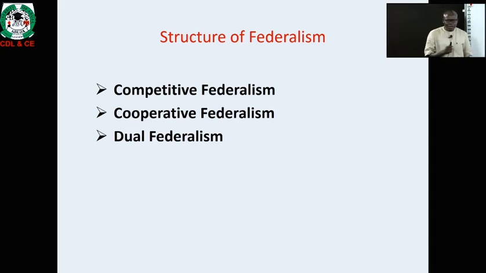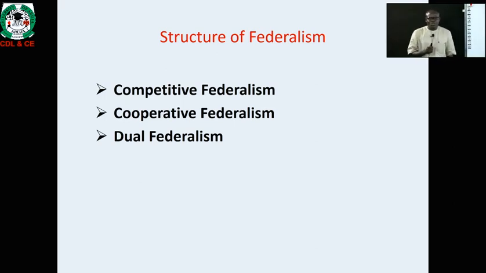Now, dual federalism has to do basically with the likelihood of tension that may exist between the levels of government. In other words, constitutionally, each level of government has its own limitations. And as a way of checks and balances, there is always need for each level of government to restrict itself within its policy domains, such that there will be checks and balances.